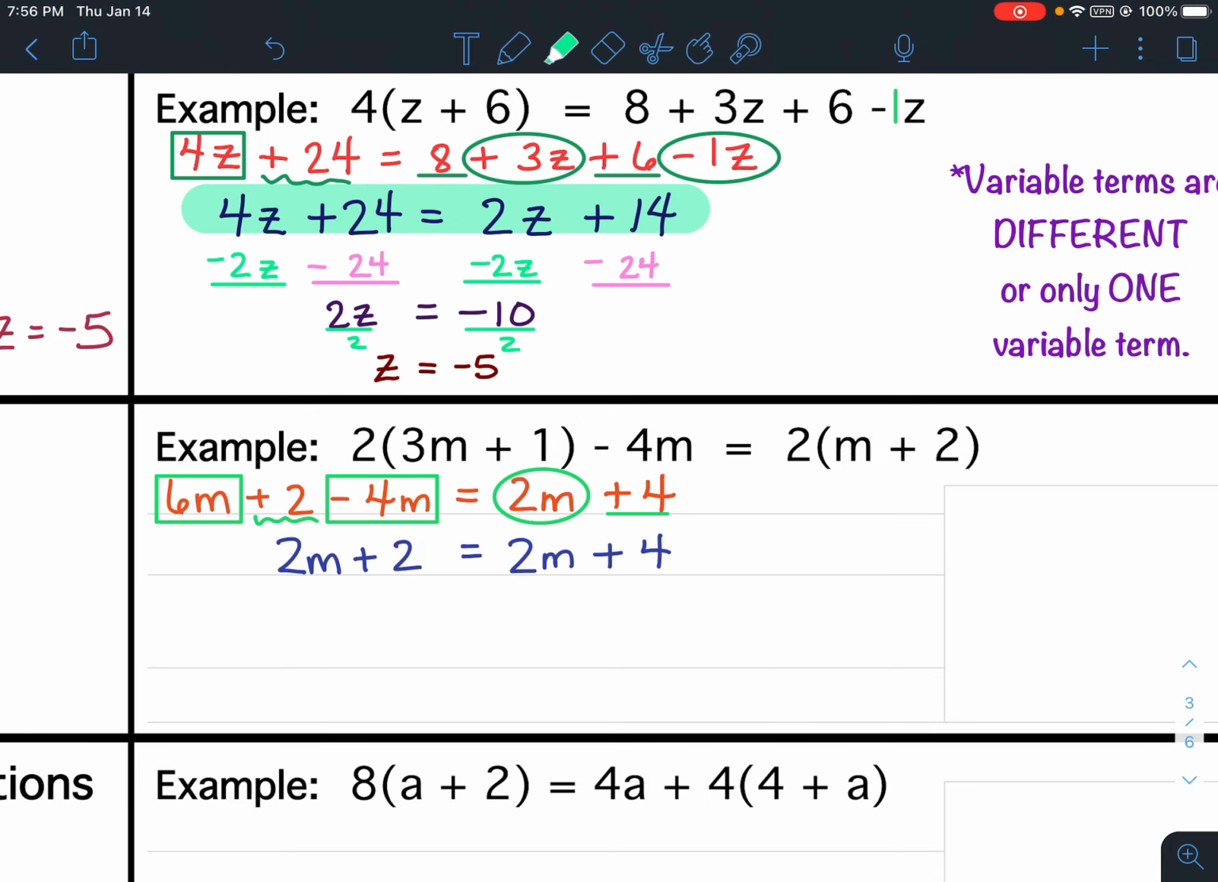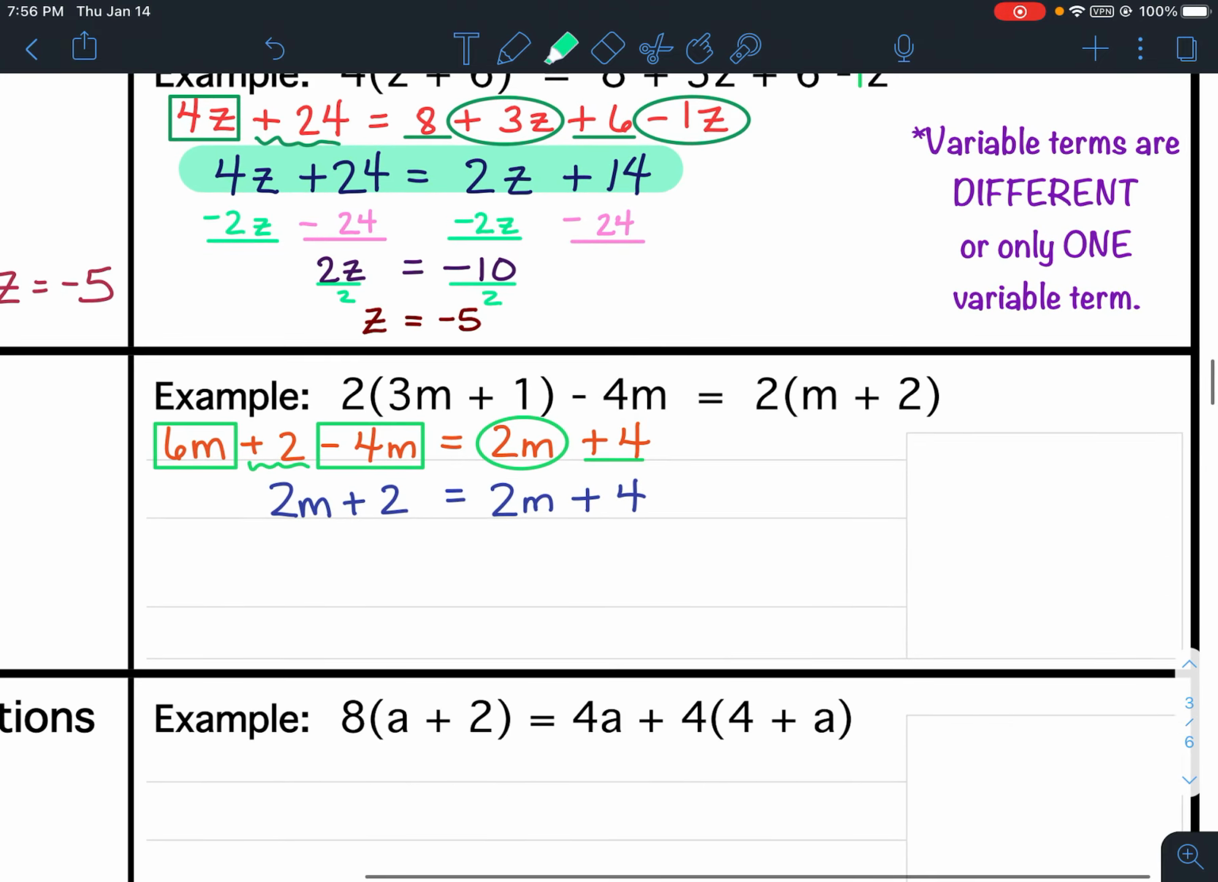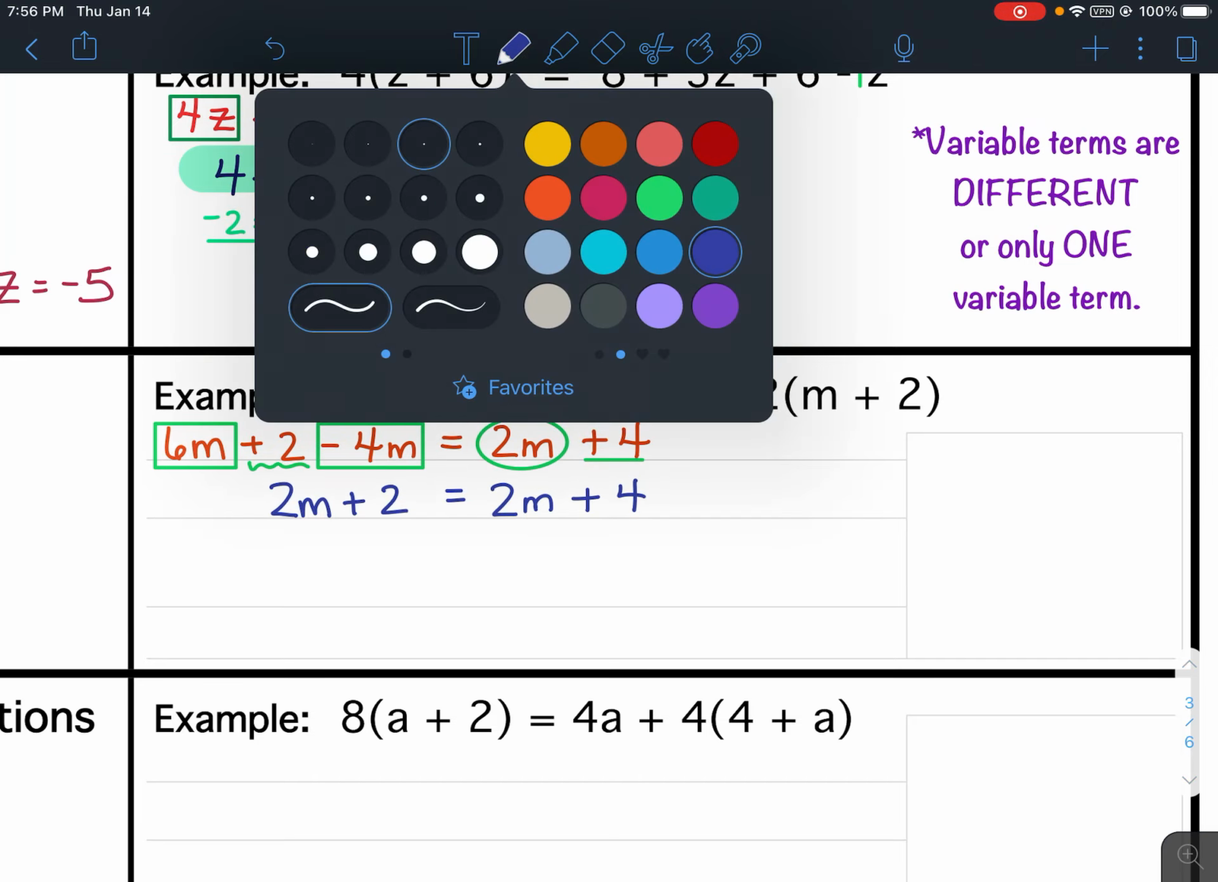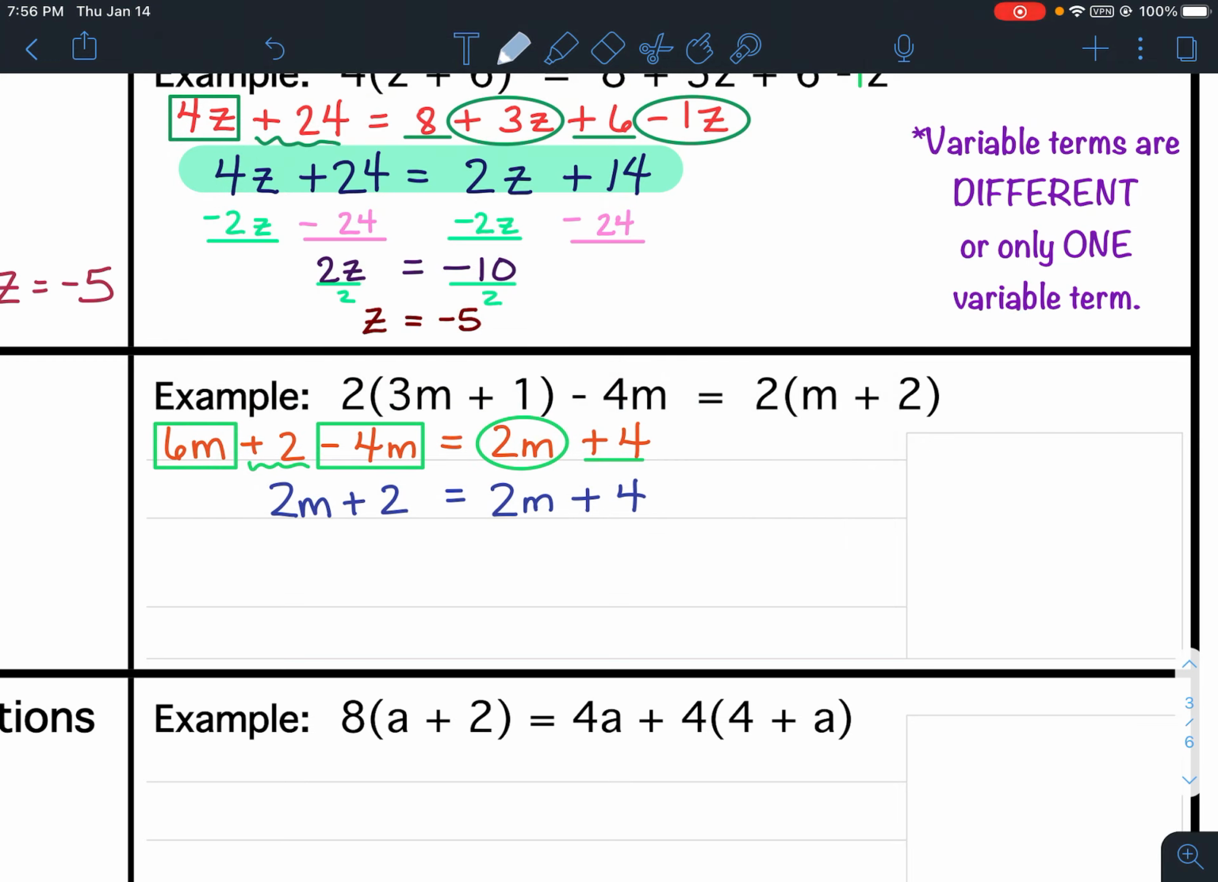So for no solution problems, your variable terms will be the same, but your constant terms will be different. So let me go a little bit farther with this and show you why it is a no solution problem. So I would subtract 2m from both sides. And I would subtract 2 from both sides.